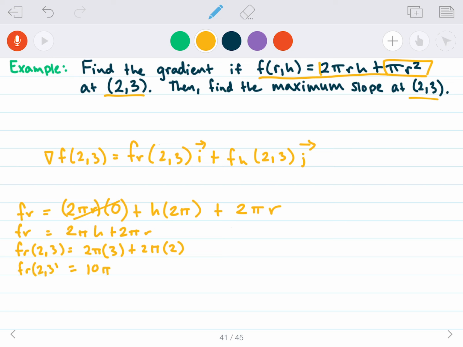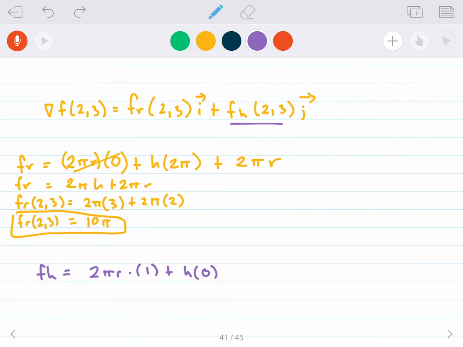Now let's go ahead and take the partial with respect to h. Alright, so that's just going to be keep the first times the derivative of h, which is 1, plus keep the second times the derivative of 2 pi r, which is 0. And then plus 0, because the derivative of pi r squared is 0 with respect to h. Okay? So I just get f_h is equal to 2 pi r. Now if I plug in r, which is 2, f_h(2, 3) is equal to 2 pi times 2, which is 4 pi.